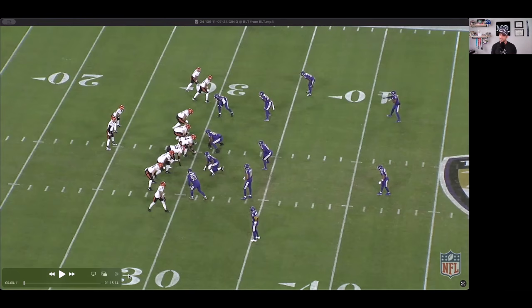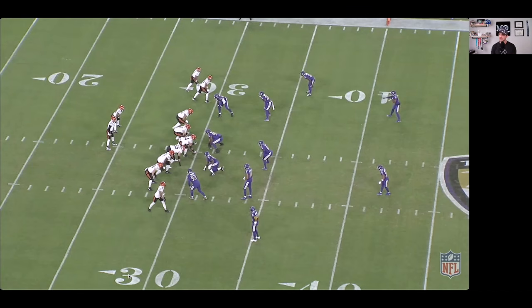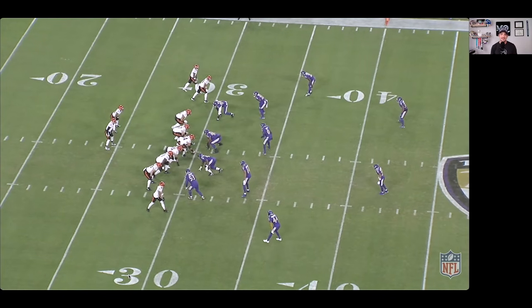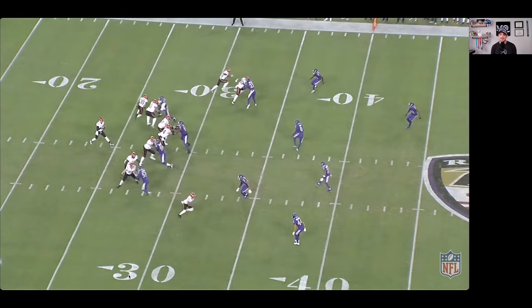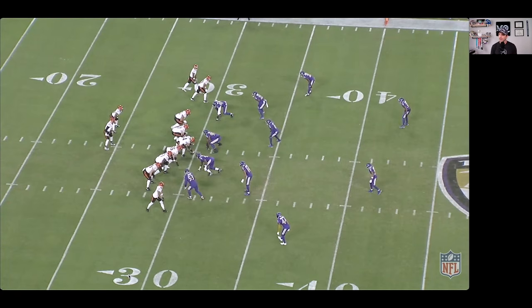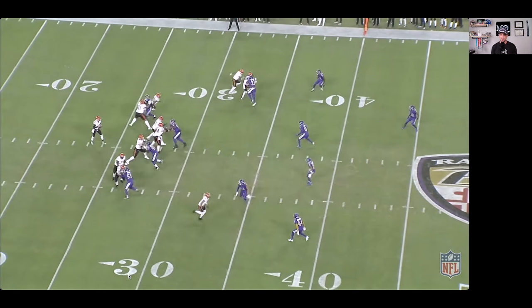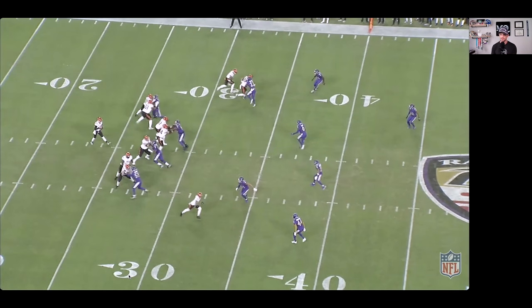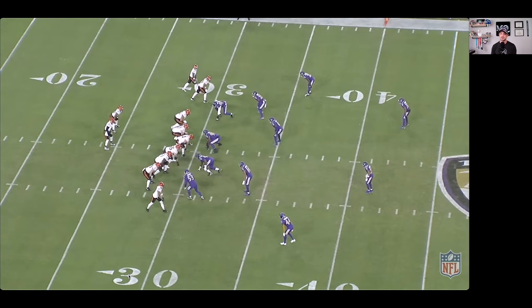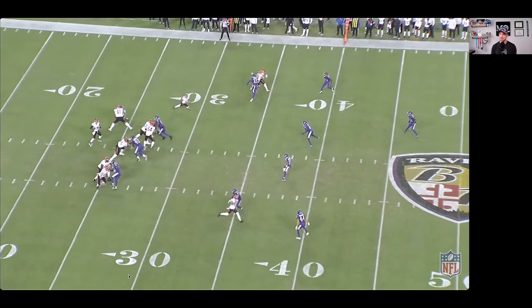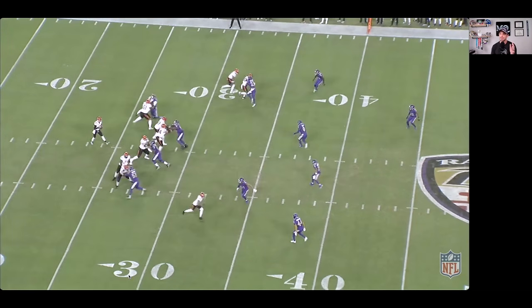Now we've done everything pre-snap. I've got a two-high shell. We're in big nickel, and we have an over front to the tight end. At the snap of the ball, you can see that we are going to be playing a cover 3. So just because we had a cover 2 shell doesn't mean we're going to get it. Here you can see the safety is going to walk down. That is a clear indicator of cover 3. He's also going to drop inside of the nickel, which means that we are playing 3 buzz.